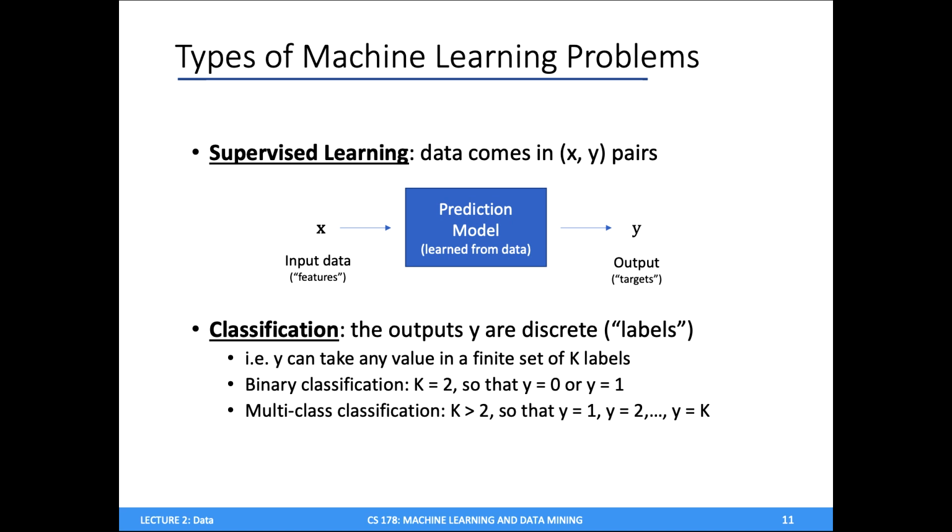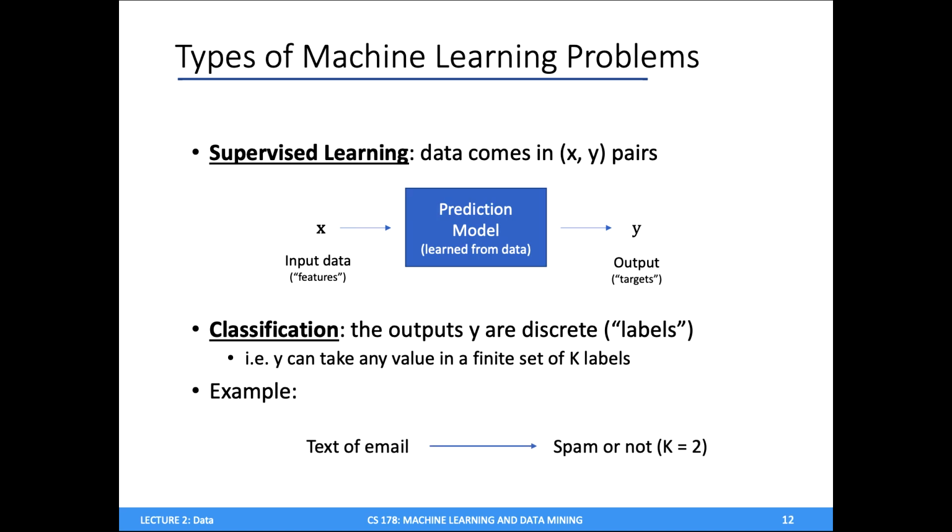Another piece of terminology here is that if k is greater than 2, i.e. we're trying to predict more than 2 possible labels, this is often just called a multi-class classification problem. A little bit confusingly, it's often convention that in this case, the y variable takes values from 1 to capital K, but that's just a bit of convention. In any case, we're just trying to predict y coming from some finite set of labels.